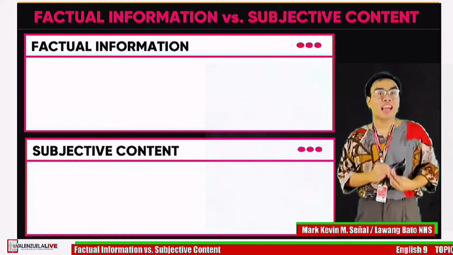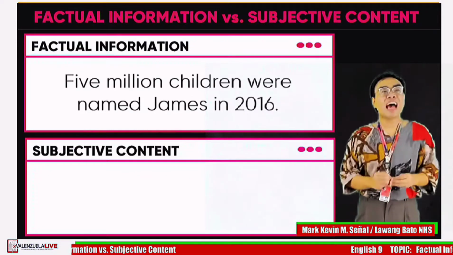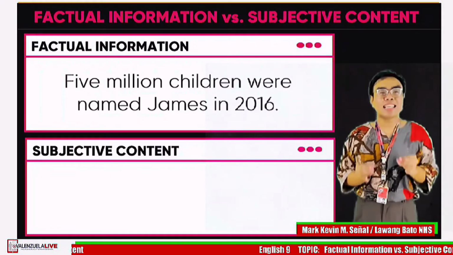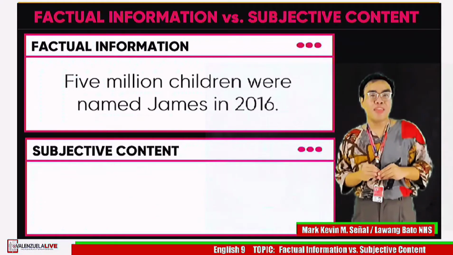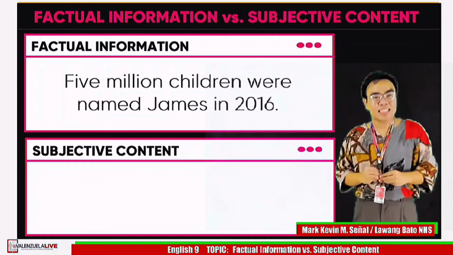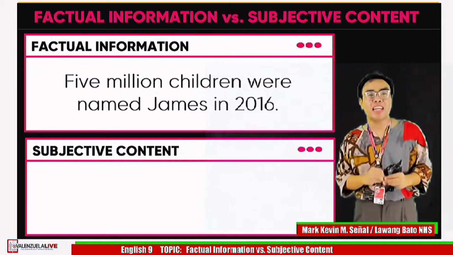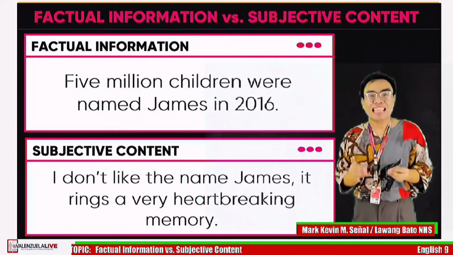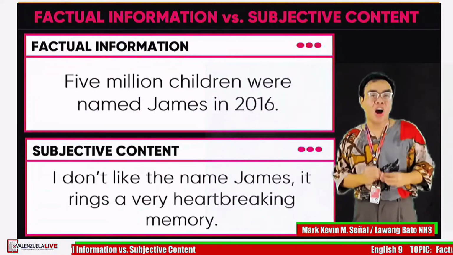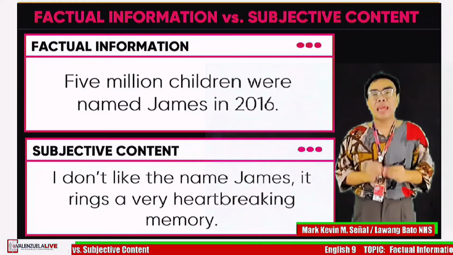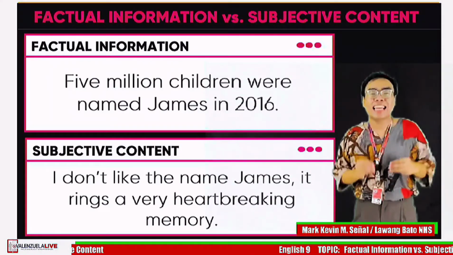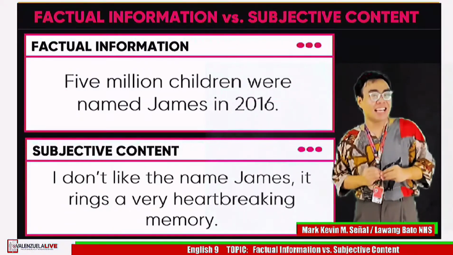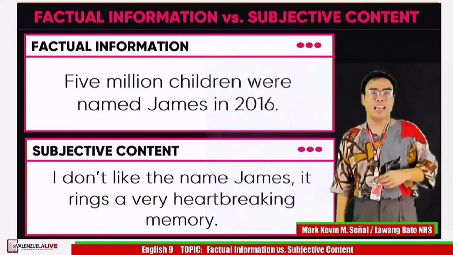So for factual information, we have 5 million children were named James in 2016. This is a statistical information. There is figure shared that in 2016, millions of children were named James. Now for the subjective content, I don't like the name James. It rings a heartbreaking memory. What makes this subjective is because it is an individual preference of the speaker. The speaker just does not like the name James because of the memory it carries.